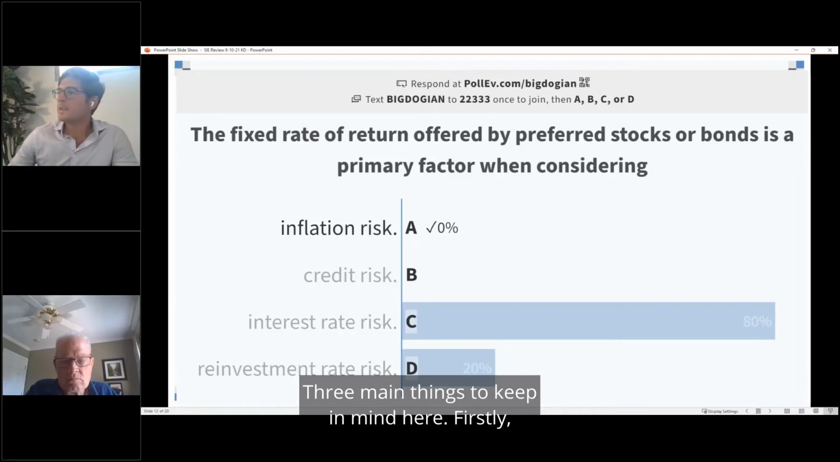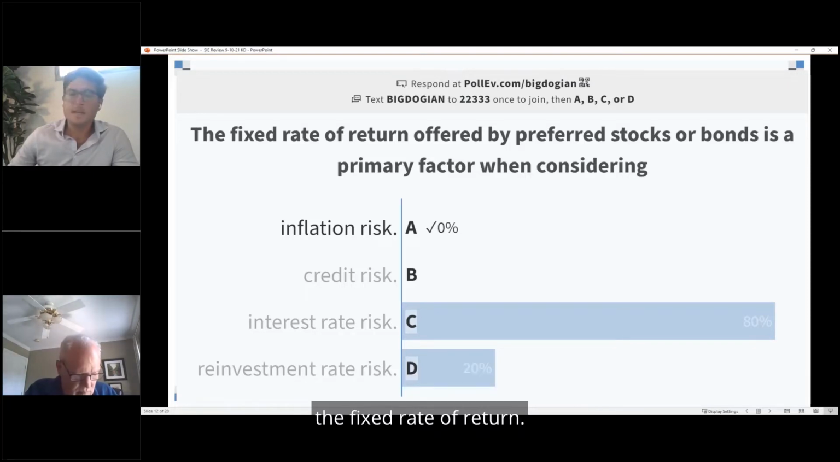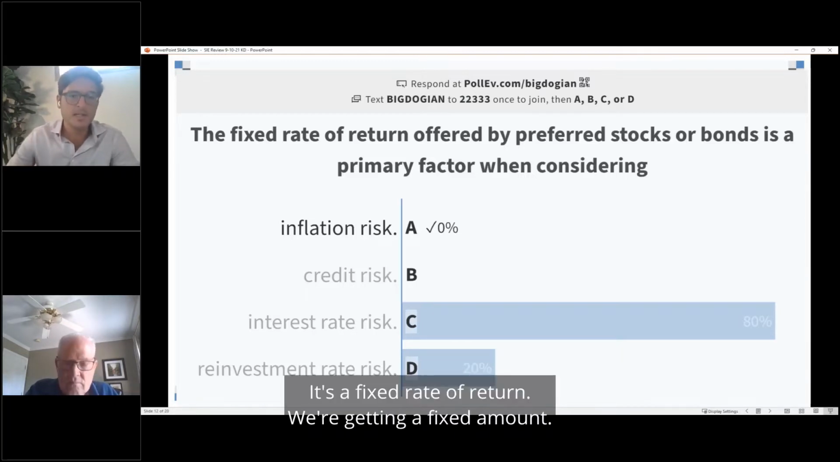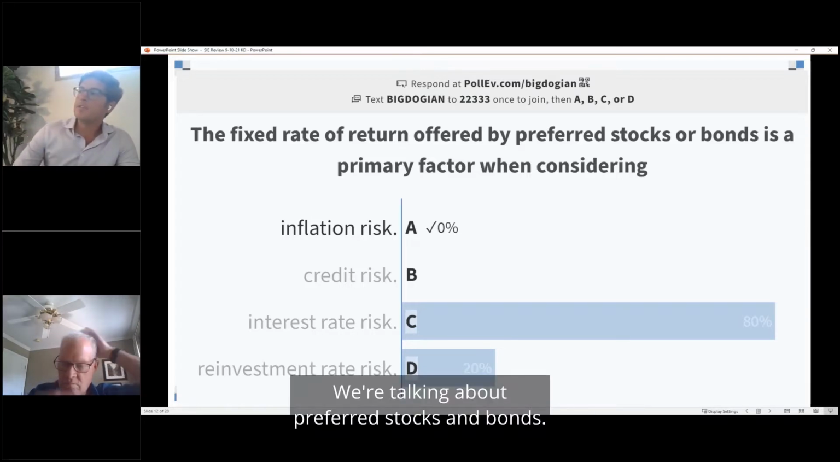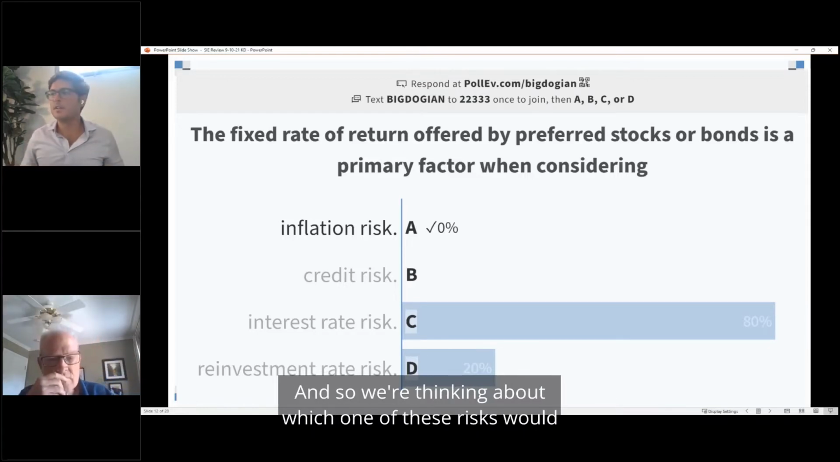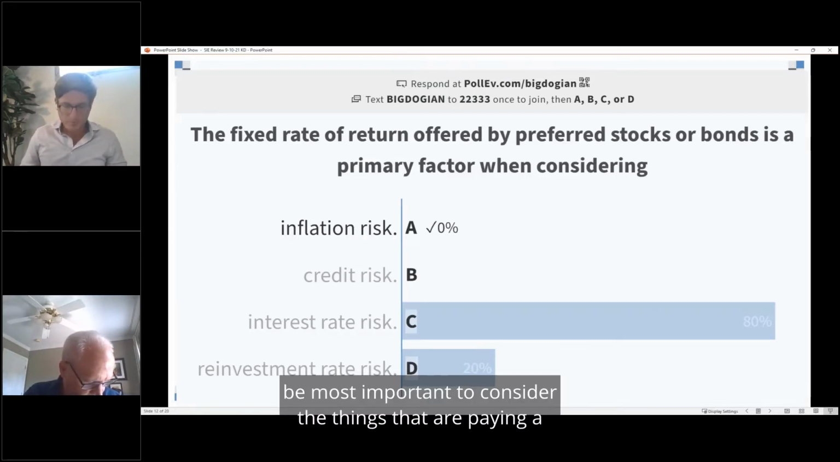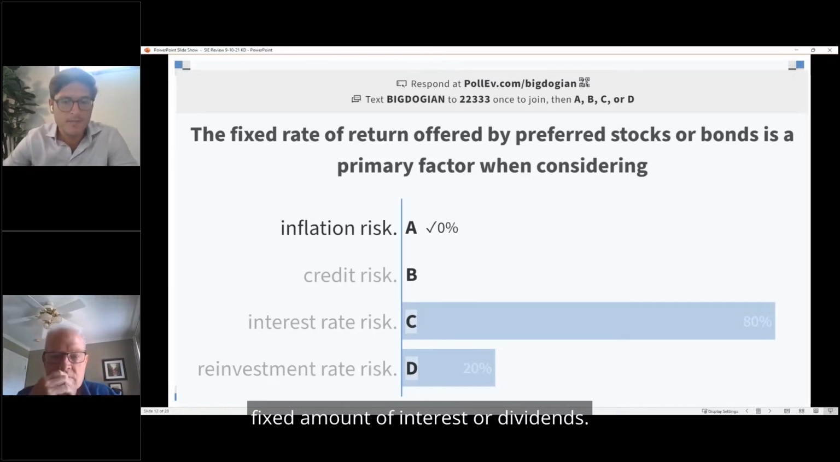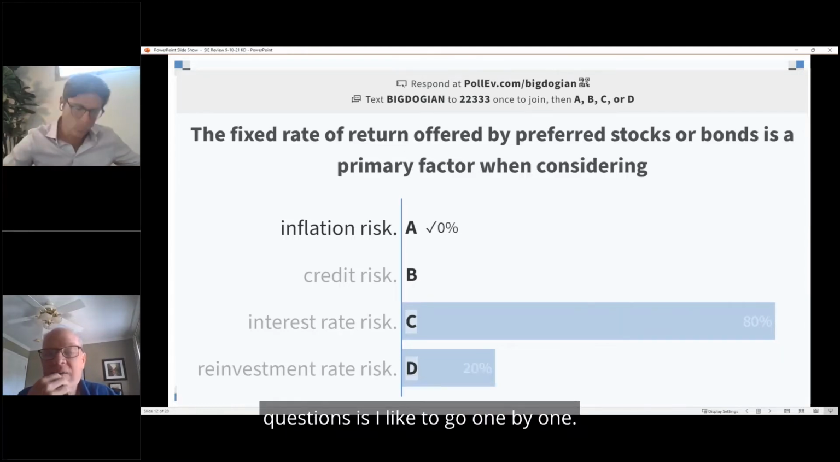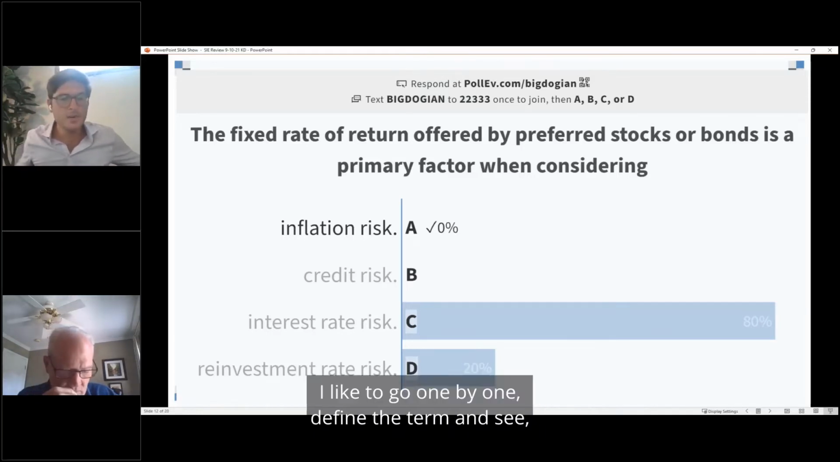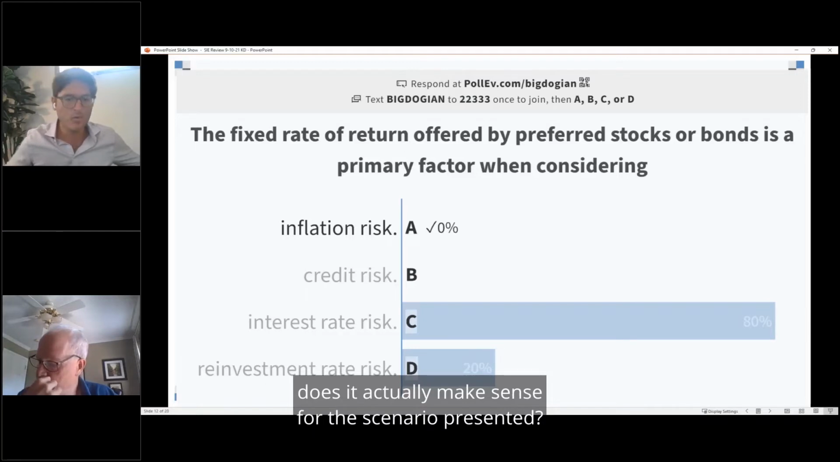Three main things to keep in mind here. Firstly, the fixed rate of return, that's a key point, fixed. We're getting a fixed amount each semi-annual period, quarterly, maybe annually. We're talking about preferred stocks and bonds, so that's playing on that fixed rate of return theme. And so we're thinking about which one of these risks would be most important to consider for things that are paying a fixed amount of interest or dividends. The second thing I like to do with these types of questions is go one by one. Define the term, and see, does it actually make sense for the scenario presented?